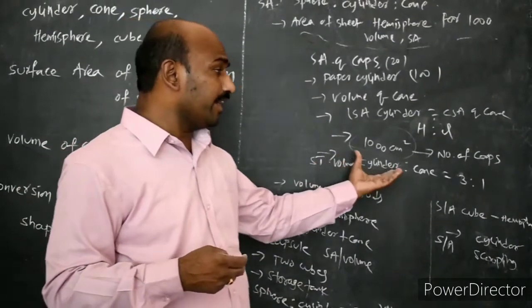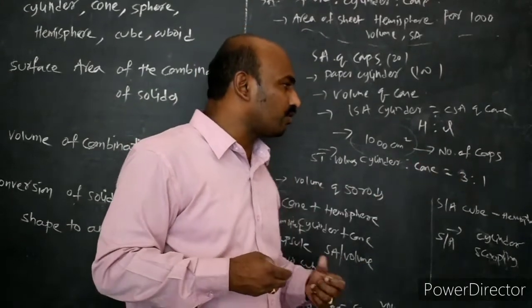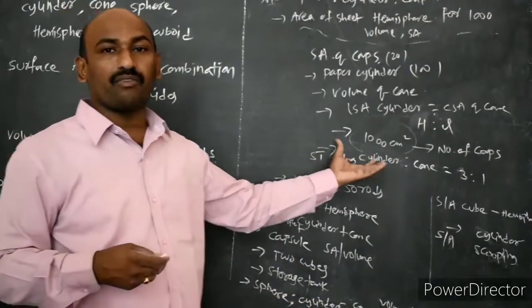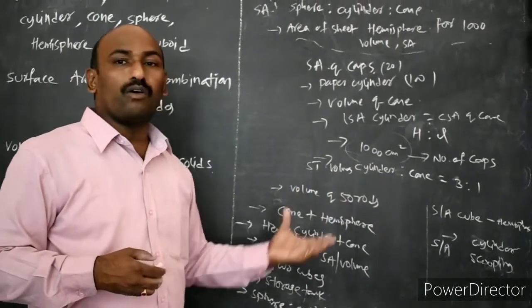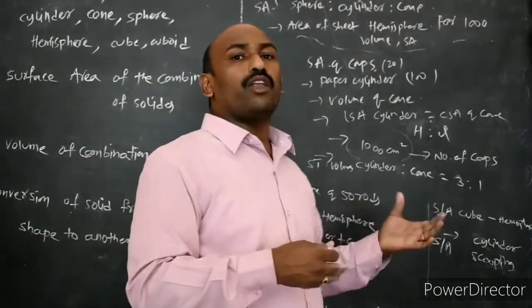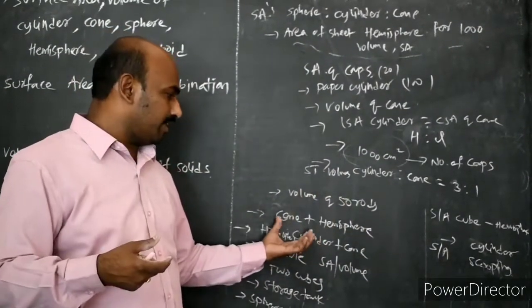And also we can show that the ratio of cylinder and cone volumes is 3:1. Directly we can apply the formula here. And for the cylinder, they can give radius and height, then how much is the volume of such 50 rods, we can find out by using the formulas.